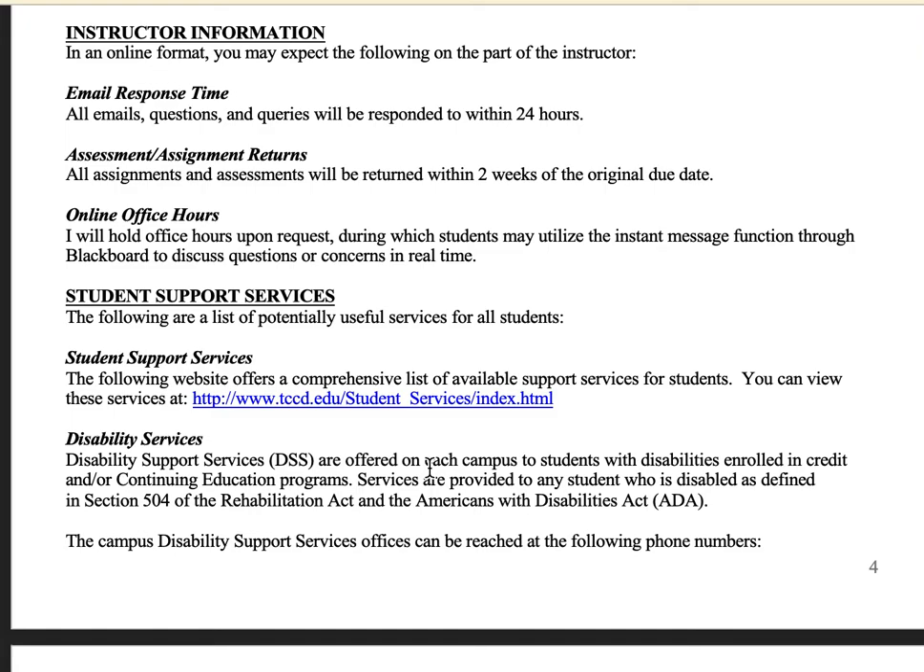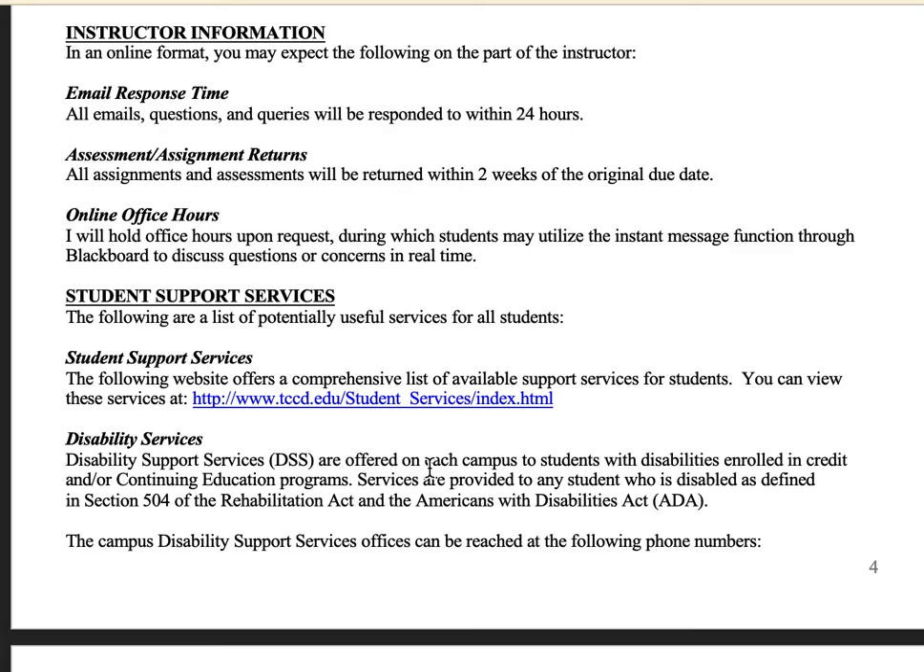All right, so the instructor information, the things you can expect from me, all emails will be responded to within 24 hours. Assignments have a 2-week window to be returned. Now that is really for the larger essays because, not only are there larger essays, but there's 3 sections, as you guys can see on the syllabus. So, everything is due kind of at once. So within 2 weeks, you'll get your major writing assignments back.